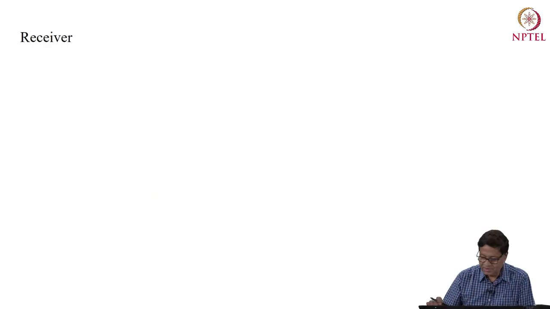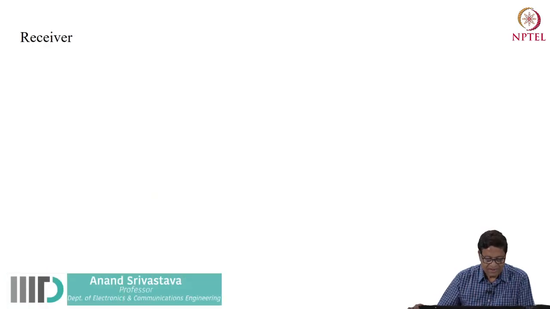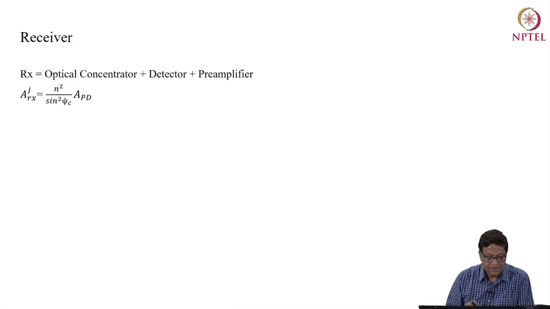Let us now understand the receiver, and then we will see how the channel can be modeled. For the receiver, I am assuming that there is an optical concentrator which may have a gain of 1, and then there is a detector and a preamplifier which amplifies the signal, and then it is given for further processing. So assuming this is the receiver collection area, then this is the photodiode area.